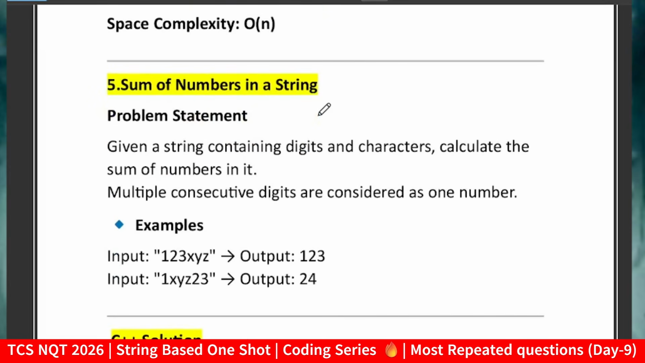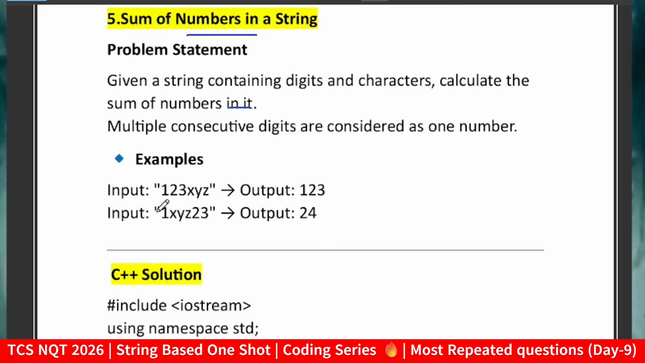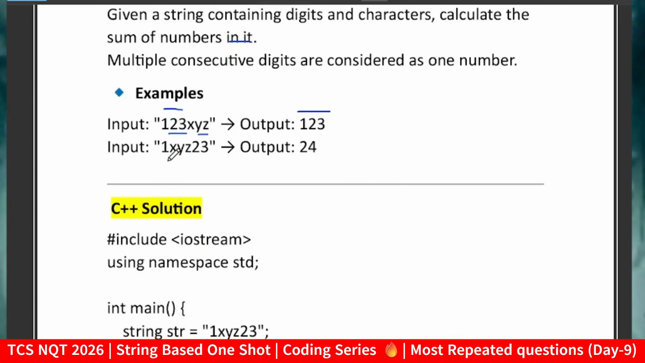Coming to the next question, sum of numbers in a string. What is the question? Given a string containing digits and characters, calculate the sum of the numbers in it. What the question is saying is, suppose you have been given the input 1 2 3 x x y z, so the output will be 123. Why? Because these are the only numbers you have to print. Now if the input is 1 x y z 2 3, then you will get the value 24. Why? Because this is 1 and this is 23, so 1 plus 23 will be 24.